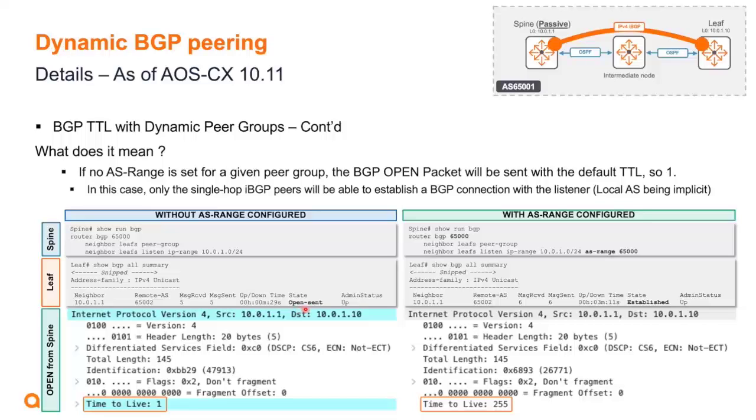In this case, if we want to accept multi-hop BGP peers, the solution is to declare the local AS in the AS range. In this case, it will allow setting the TTL to 255 in the open packet sent by the listener.